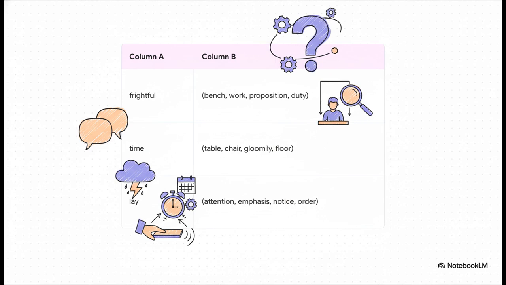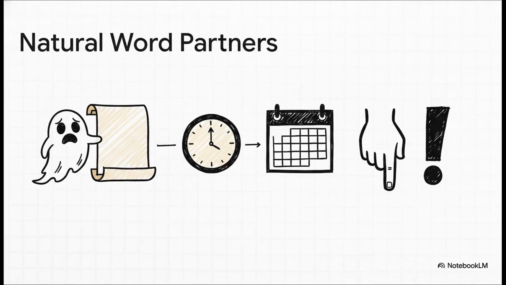This is all about collocations, words that just love to hang out together. Your job is to play matchmaker. Which word from column B feels like the perfect partner for each word in column A? This isn't about memorizing rules, it's all about what just sounds right. So, did you figure them out? The perfect pairs are a freightful proposition, a timetable, and you lay emphasis on something.